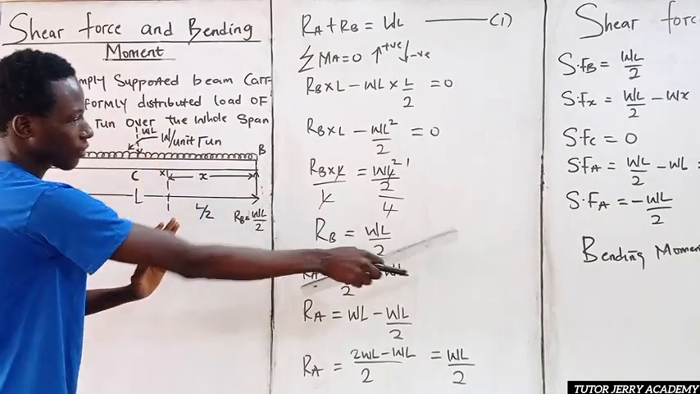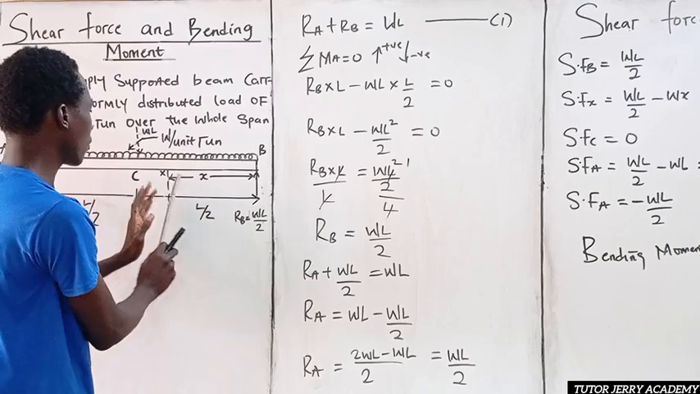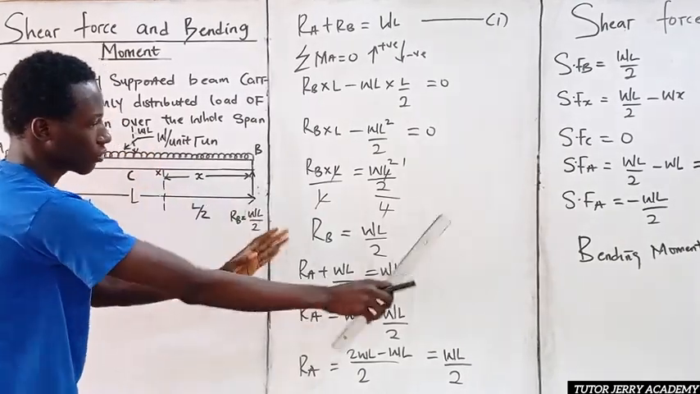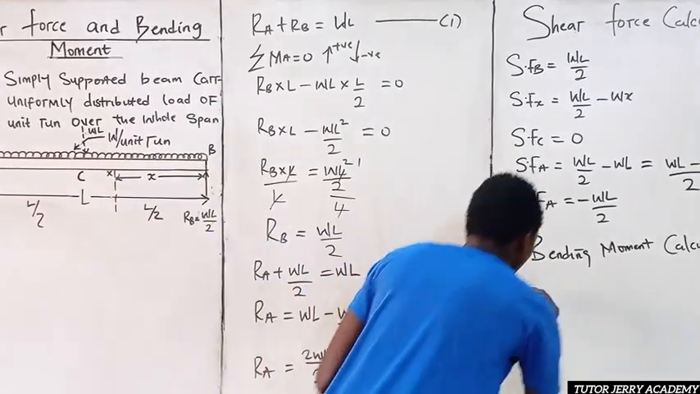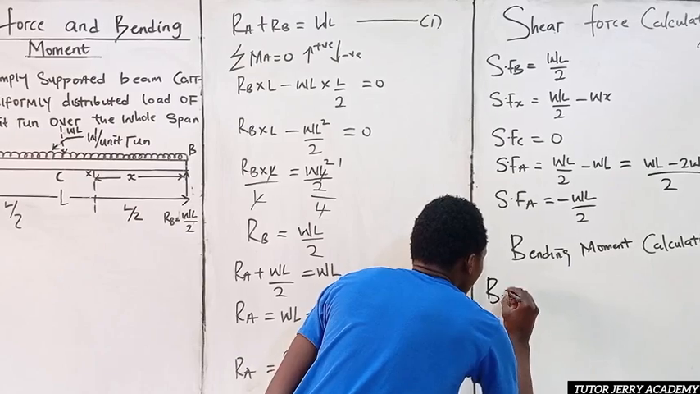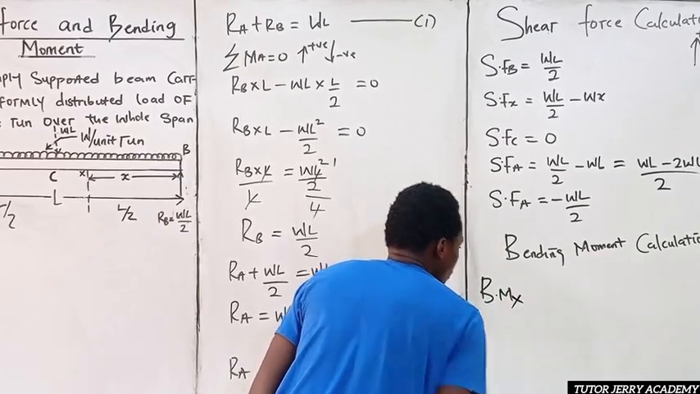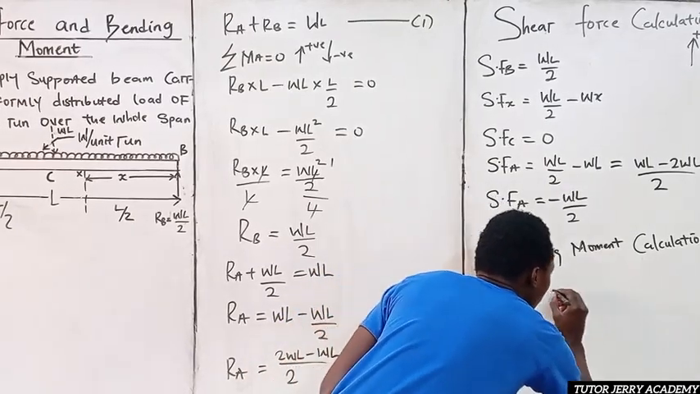I will bring this section down here now so that we'll find the bending moment at point X. So I'm going to be drawing this section down there. So this is what we have. Bending moment at X. This is at section X. This is what we have.